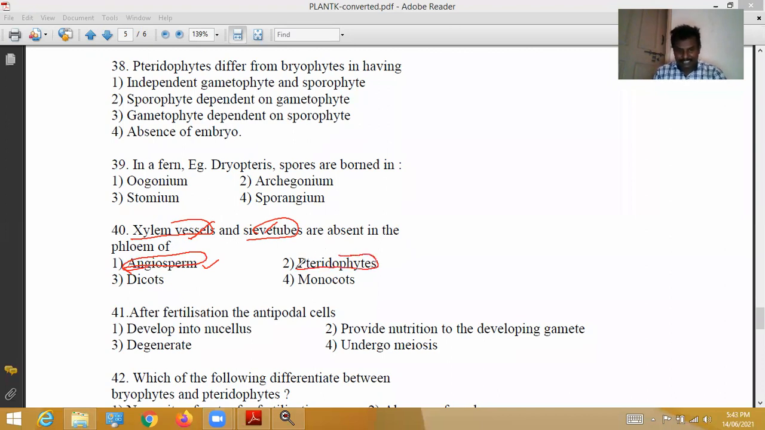In pteridophytes, these two are absent. In dicots, those are well developed. In monocots also, those are well developed. So xylem vessels and sieve tubes are absent in pteridophytes. So the correct option is the second option.